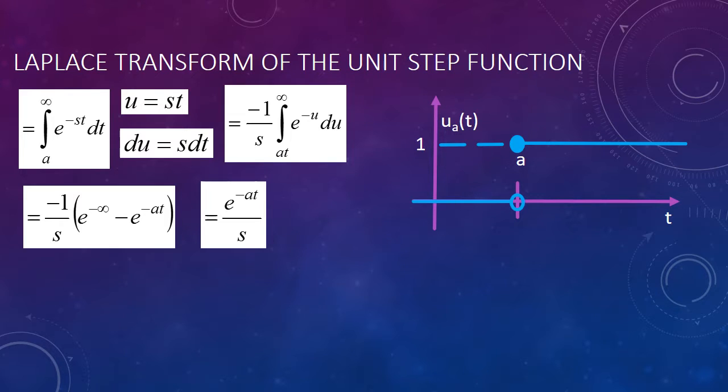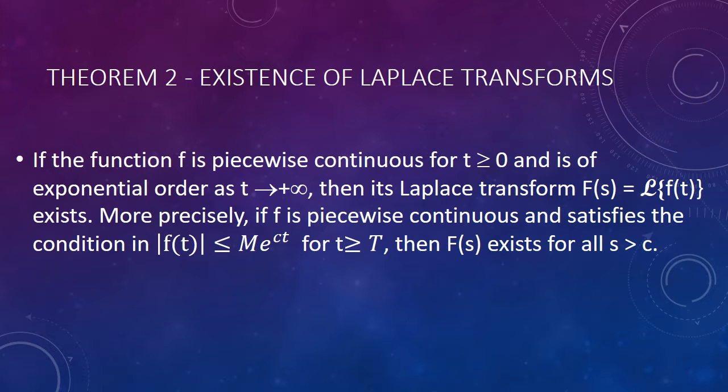All right, so Theorem 2, the existence of a Laplace transform. A Laplace transform will exist if the function is piecewise continuous for t's that are greater than 0. Basically what it means is that we can find Laplace transforms for functions that have discontinuities in them, which we couldn't do in our other methods we had before. So that's why the Laplace transform is so important.